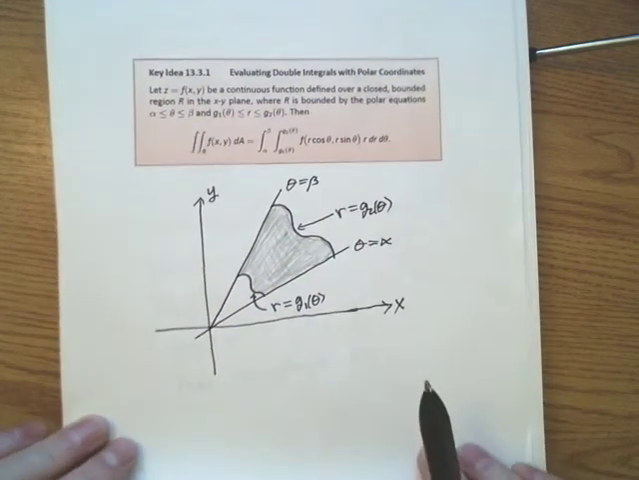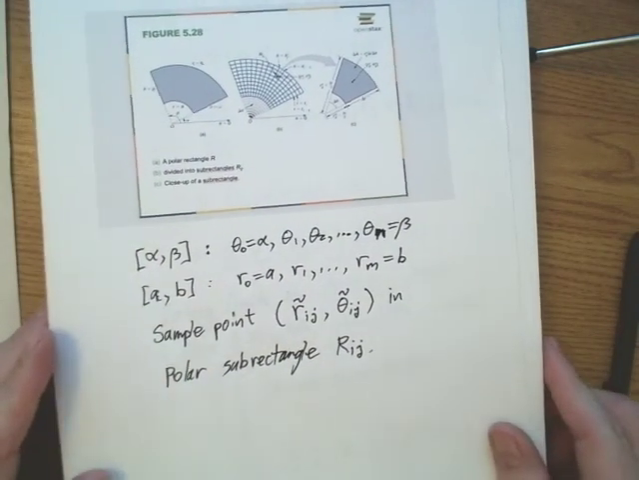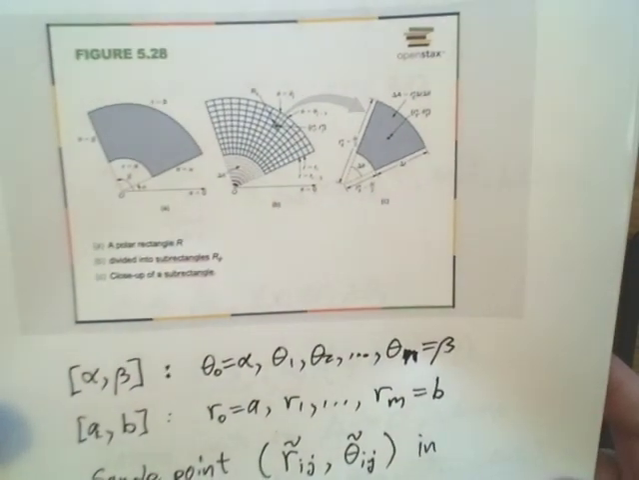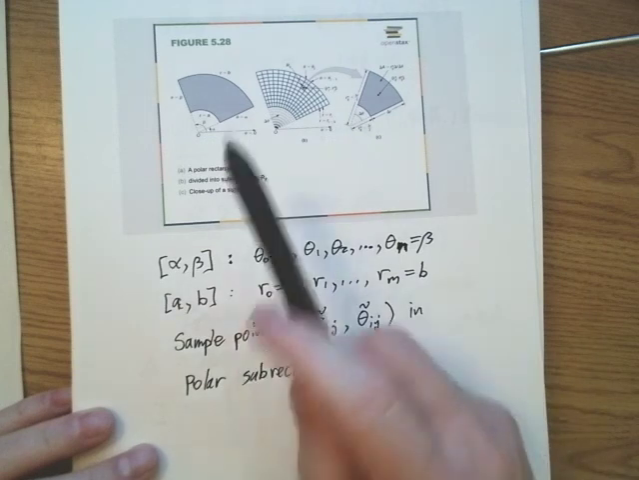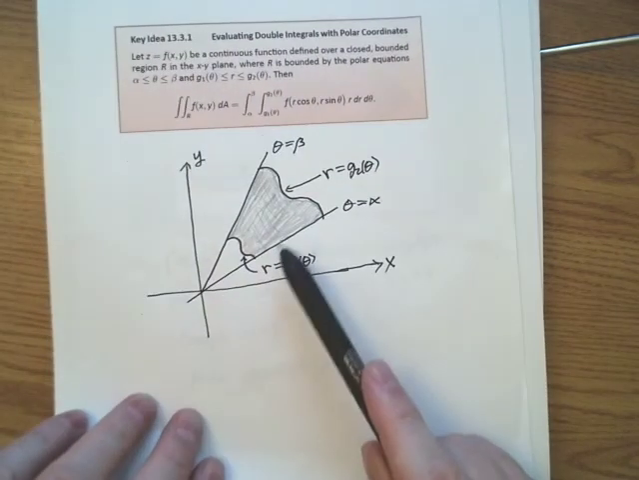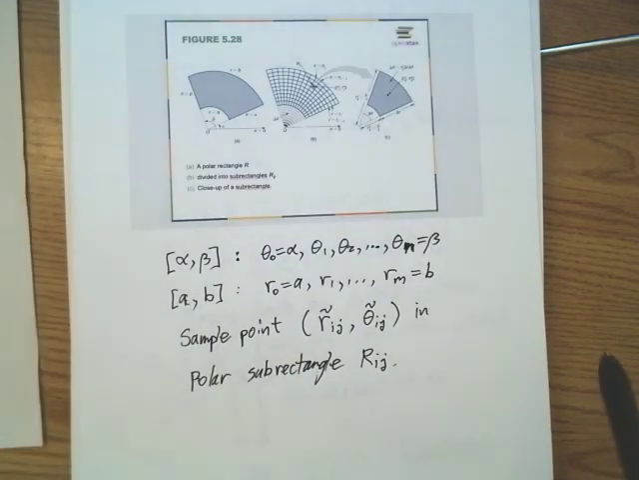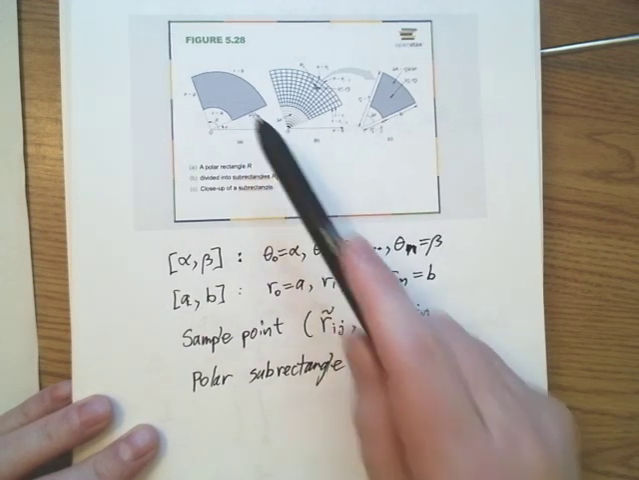Now we wanted to see why this was true, why we're getting the little r factor in there. So let's go ahead and discuss that. If you remember from our OpenStax discussion, the situation I'm going to consider is where we're just integrating over a polar rectangle. I'm taking the simplest case to get the idea of why we get that factor r in there. Here's our polar rectangle.